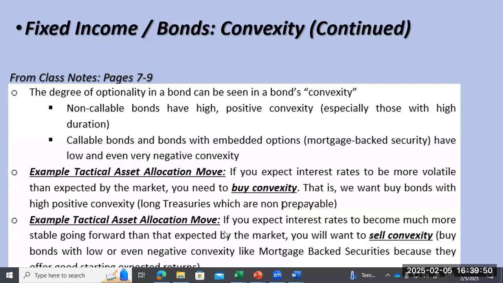Let me blow your mind even more. If you expect interest rates to become more stable, you want to sell convexity. What do I mean by that? You're not selling anything. What you're doing is buying mortgage-backed securities. Now, why would you do that? Well, remember that mortgage-backed securities give you an extra 0.25% return, a yield, to compensate you for that option you gave the person. If rates become really stable, they're never going to execute that option. And what do you get to do? You get to keep the 25 bips.